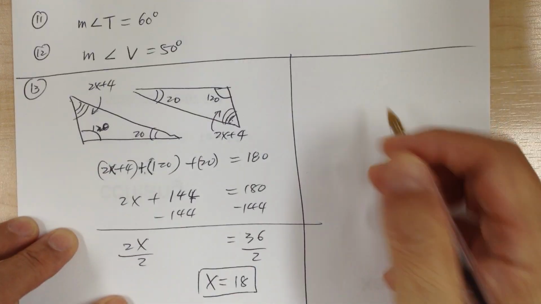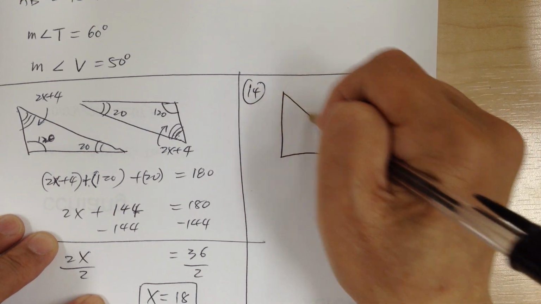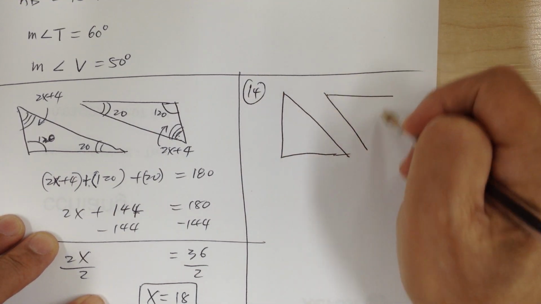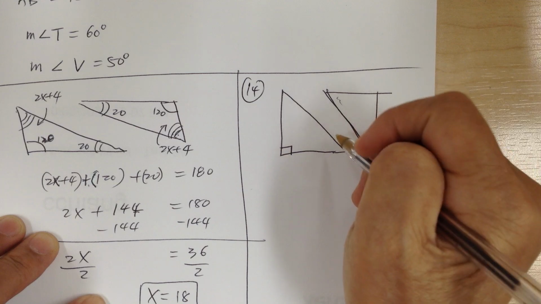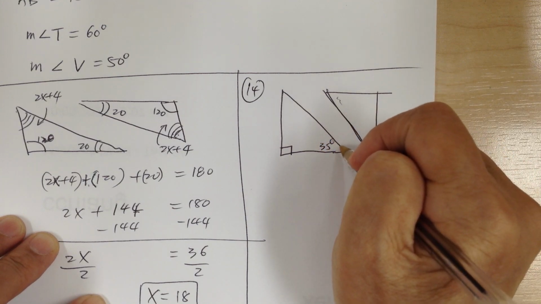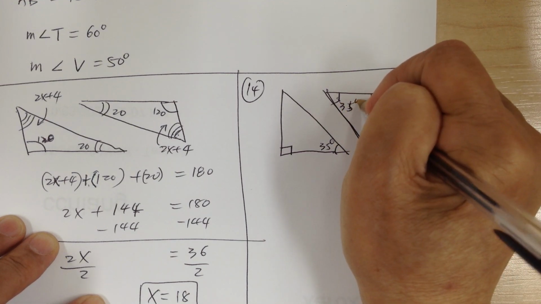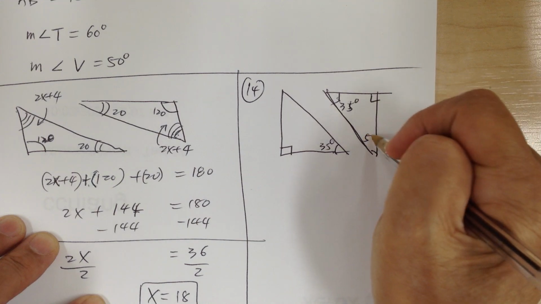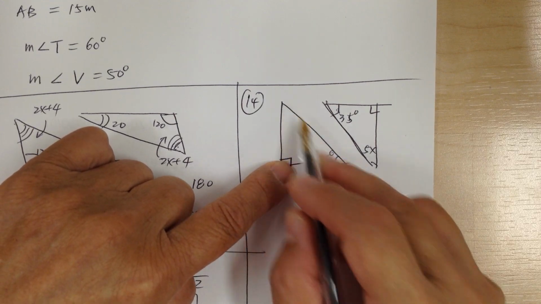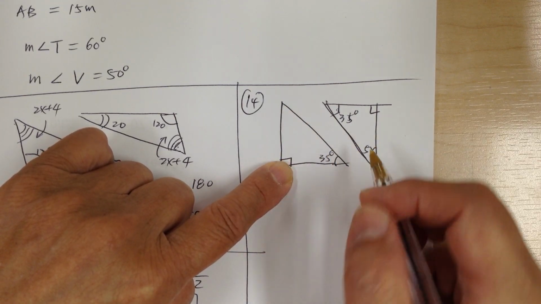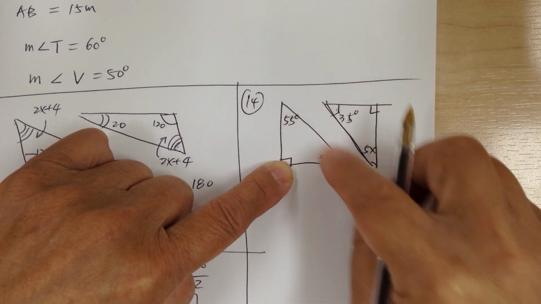Okay, I'm going to do number 14 right over here. Okay, so this is right triangle, this is 35 degrees, and that's 1 arc. Okay, so this would be also 35, and this is 5x. Now, this is a right triangle, so this is 90 already. So the 2 other angles in the right triangle have to be equal to 90.